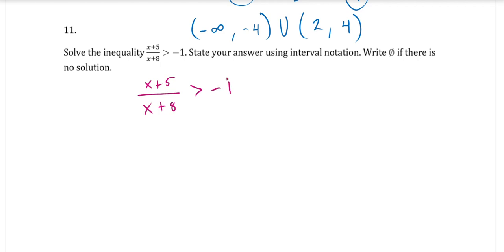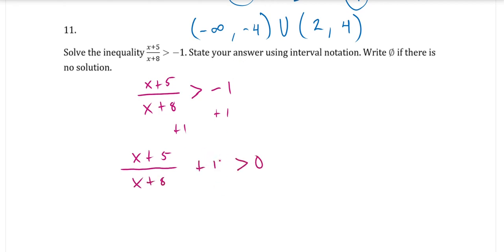We want to be careful in multiplying by x plus 8 because we don't actually know if that is positive or negative. It really depends on what x is. And so instead, let's try to make our move so that we don't have to bring into question how the inequality flips. We could do that by adding 1 to both sides. Then we would have x plus 5 over x plus 8 plus 1. That would be greater than 0.